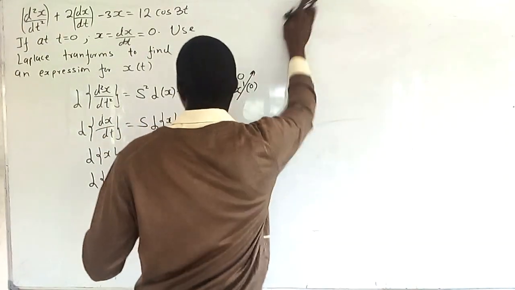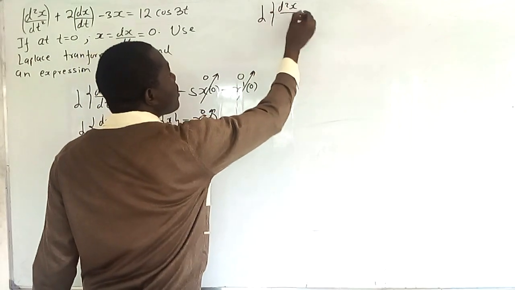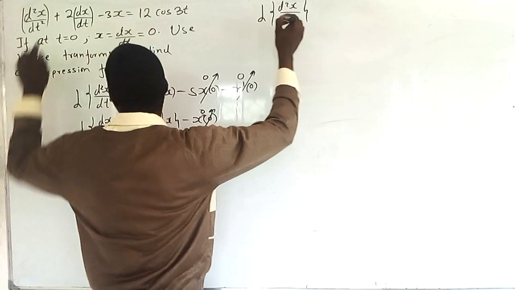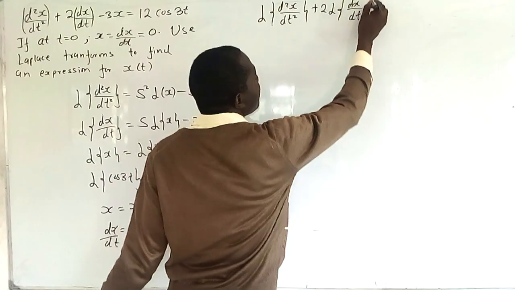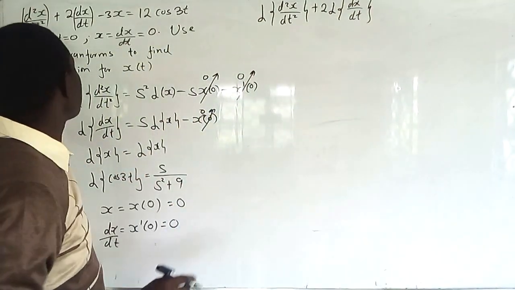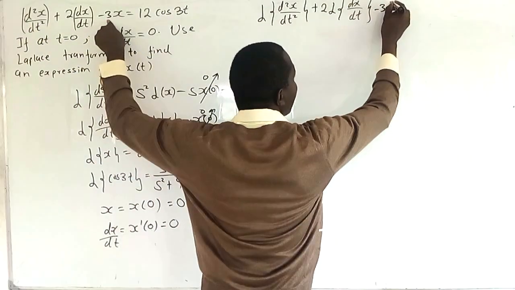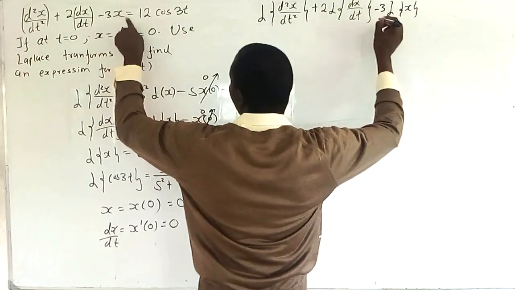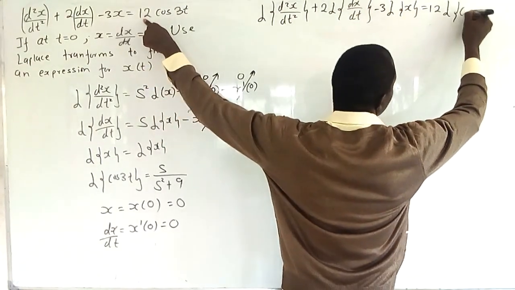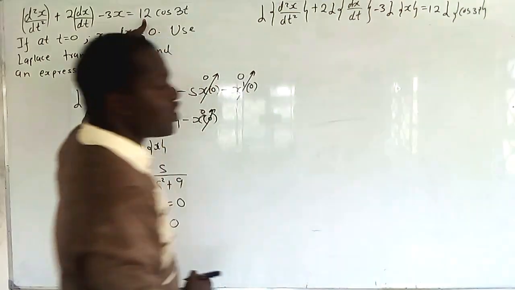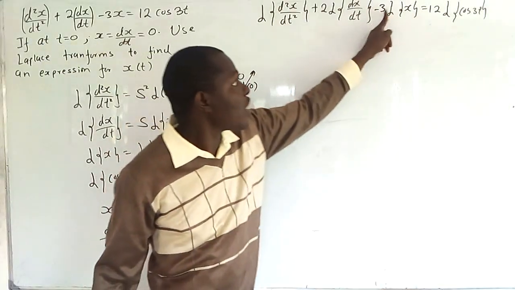This is what you will do to be procedural: you introduce Laplace all through, isn't it? Meaning Laplace transform of d squared x over dt squared plus 2 Laplace transform of dx over dt. The constant can be factorized outside. We are introducing L all through. Then minus 3 Laplace transform of x equals 12 Laplace transform of cos 3t. Are you seeing that? Meaning you've introduced Laplace on both sides of the equation and factorized out the constants.